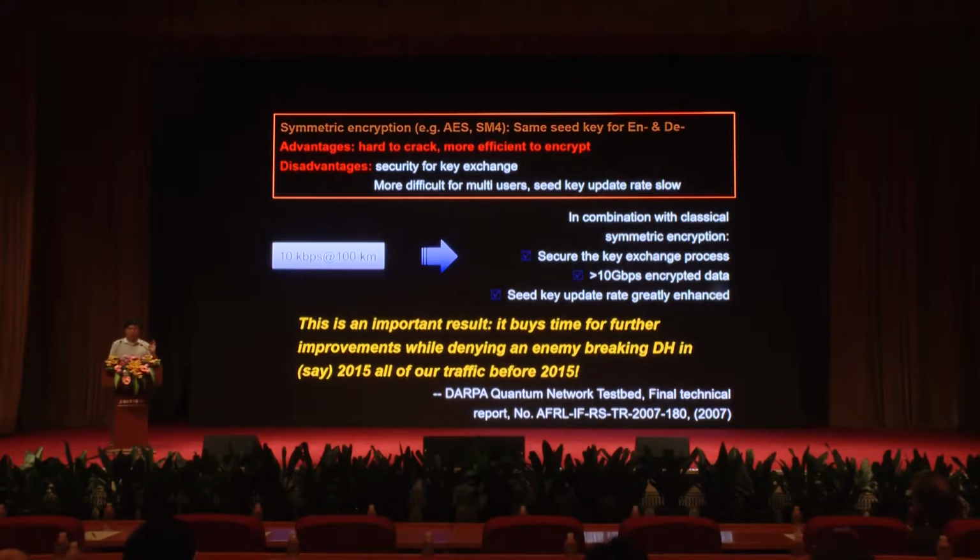So the solution is to combine it with classical symmetric encryption. We use quantum key distribution to distribute the seed key and encrypt with, let's say, AES or SM4. Actually in 2007, in the DARPA quantum network testbed, they already proposed that this is an important result: it buys time for further improvement while denying an enemy break. At that time, they predicted that DH would be broken in 2015, which fortunately is not the case, but still, you don't know.